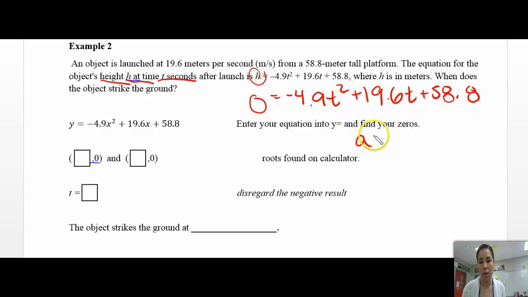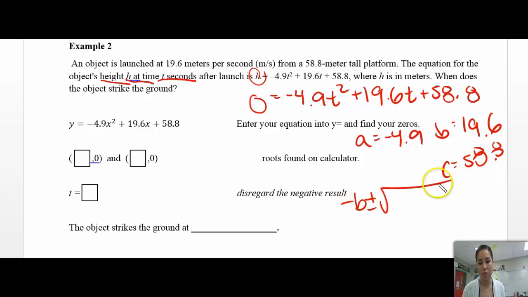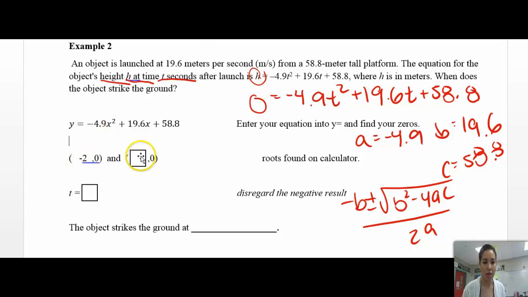So we know that A is negative 4.9, B is 19.6, and C is 58.8. I go ahead and plug it into my formula, negative b plus or minus square root of b squared minus 4ac all over 2a. Plug it in, and we get these answers. We get negative 2, and we get 6. Now, I'm going to show you on your calculator how you can find that.